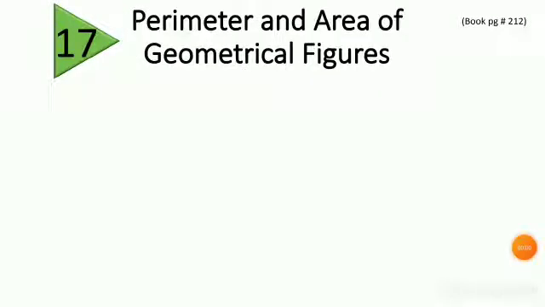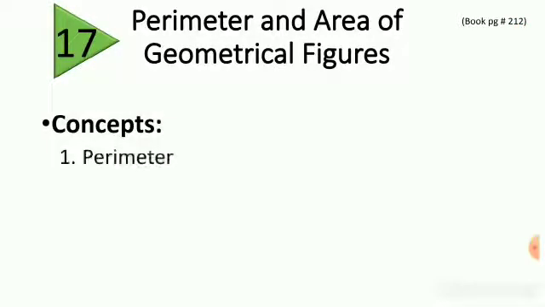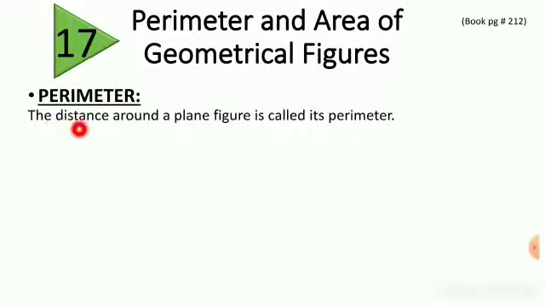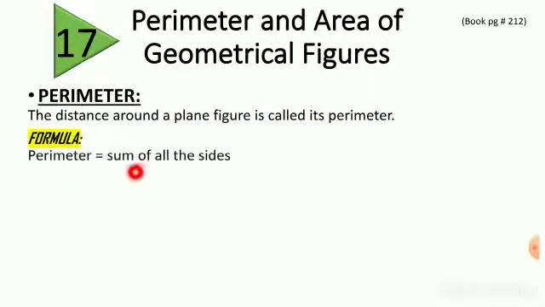Okay students, next we will start unit number 17, perimeter and area of geometrical figures. It's on page number 212. So we have to discuss the concepts of perimeter and area for the first exercise. What is perimeter? The distance around a plane figure is called its perimeter. And here's the formula. Perimeter is equal to the sum of all the sides.